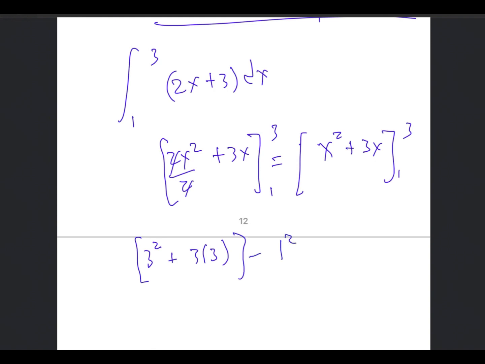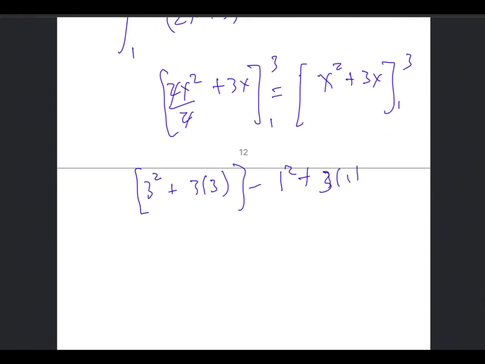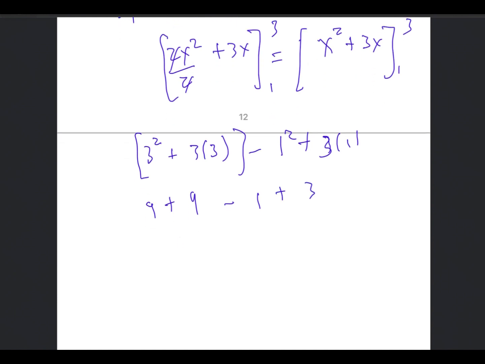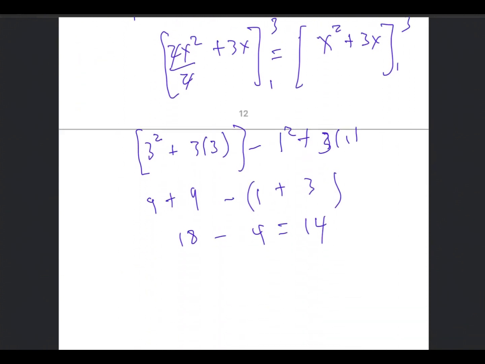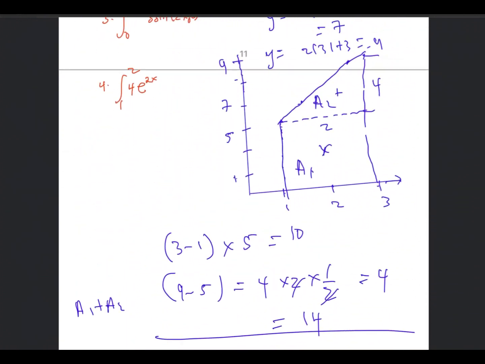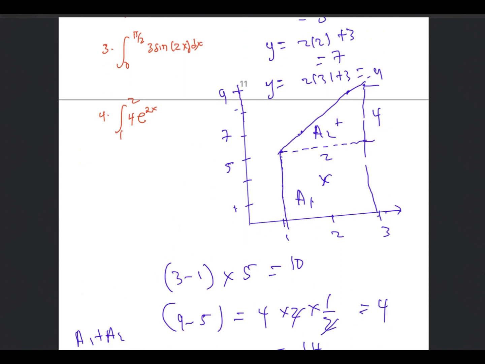This is minus 1 squared plus 3 times 1. And 3 squared, 9 plus 9, it's what? 18, minus 1 plus 3, which is 4, and then we are going to get 14. So as we can see, this one gives me the exact value.